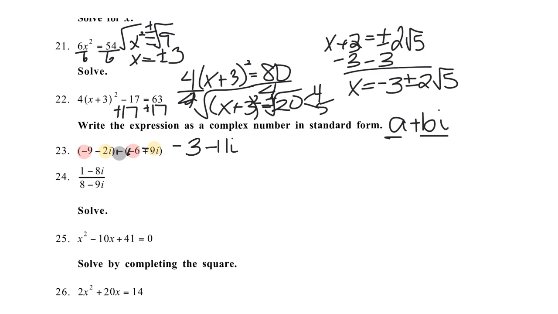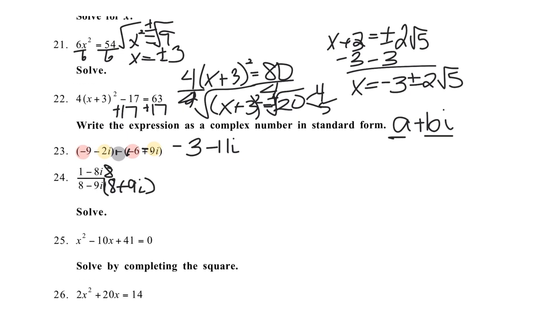Number 24 is dividing. To divide complex numbers, we multiply by the complex conjugate of the denominator. So we're going to multiply by 8 plus 9i, and we're going to use distribution, FOIL. So 1 times 8 is 8, 1 times 9i plus 9i, negative 8i times 8, negative 64i, and negative 8i times 9i is negative 72i squared.